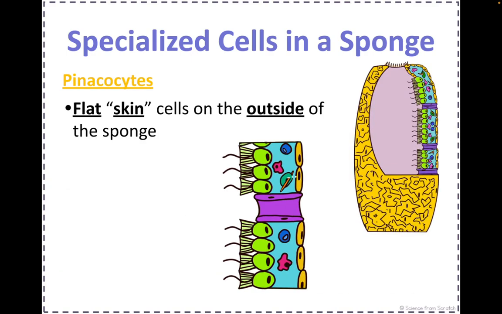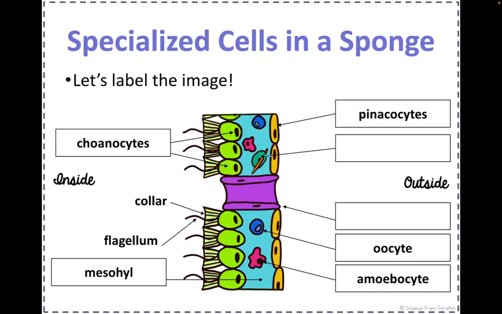All right, next one we're going to talk about is the pinacocyte. These are flat. They're like skin cells that are on the outside of the sponge. So you can kind of see a thin layer of them. So if we think about this memory hook, something you can think of is that pin rhymes with skin. So think pinacocyte, pin rhymes with skin. If you add these labels, again, it's this very thin layer of flat cells on the outside of the sponge. So they kind of have that yellowish color on our slide.